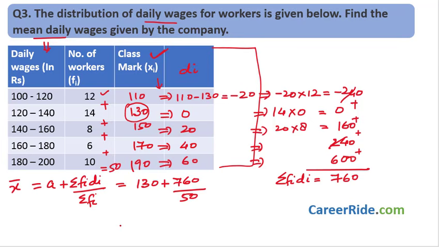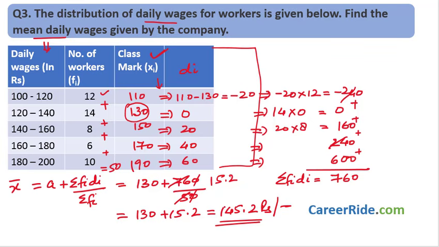760 divided by 50, right? So 5 5s are 25, 5 5s are 25, which gives 15.2. So 130 plus 15.2 is my mean daily wage, that is equal to 145.2 rupees. This is the value of my x bar, and this is my mean daily wage for these workers.